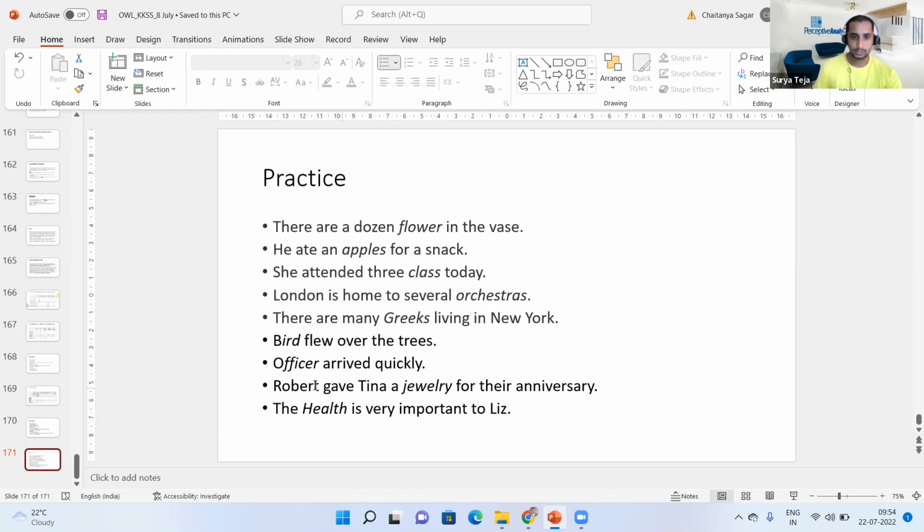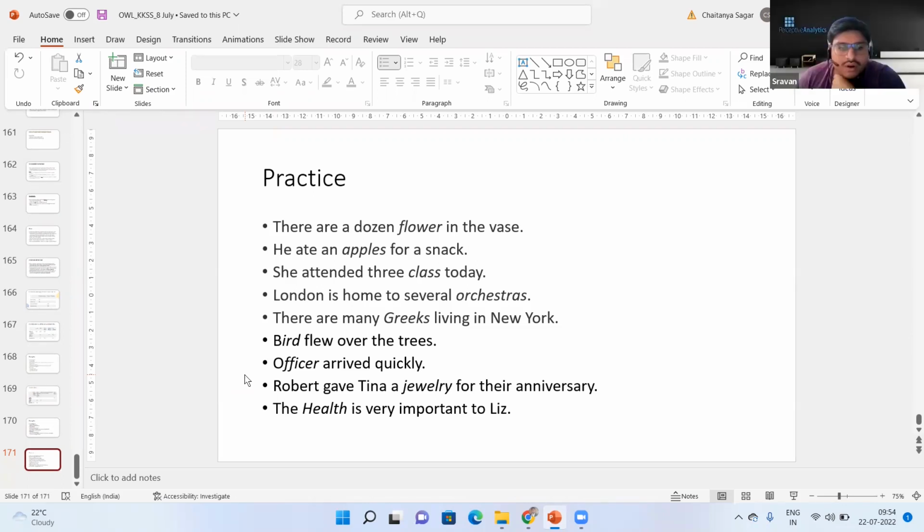So seven examples are done. We'll see the eighth example here. "Robert gave Tina a jewelry for their anniversary." Any suggestions here? I think we have to remove "a". Yes, I think we have to remove "a" before jewelry, so "Robert gave Tina jewelry for their anniversary." Any reason why we have to remove "a"?